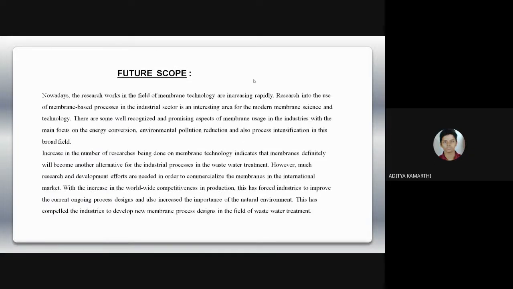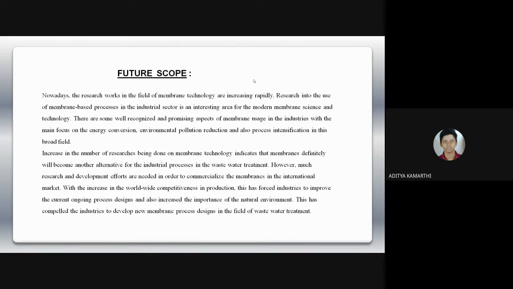We have the future scope. Nowadays, the research works in the field of membrane technology are increasing rapidly. Research into the use of membrane-based processes in the industrial sector is an interesting area for modern membrane science and technology. There are some well-organized and promising aspects of membrane usage in the industries with the main focus on energy conversion, environmental pollution reduction, and also process intensification in this broad field. The increase in the number of researches being done on membrane technology indicates that membranes definitely will become another alternative for the industrial processes in wastewater treatment.